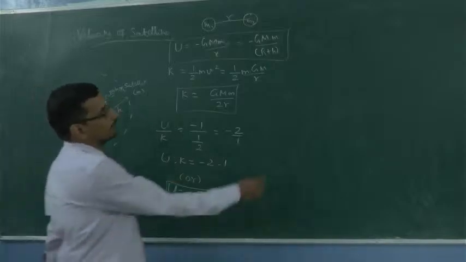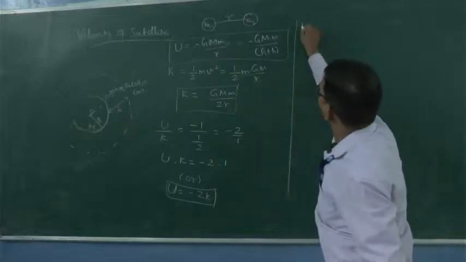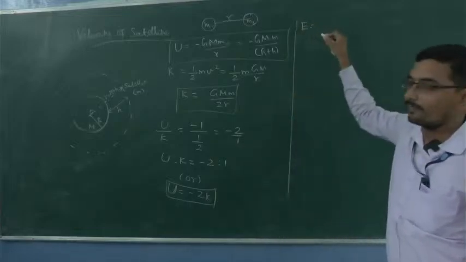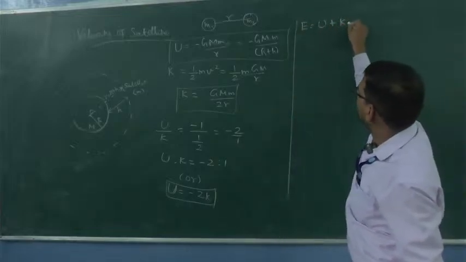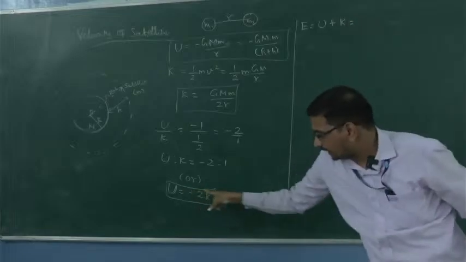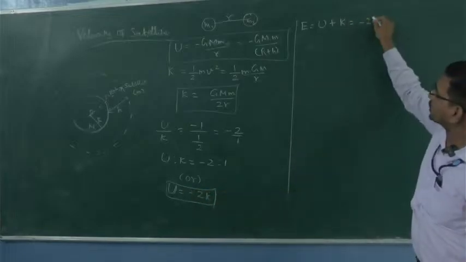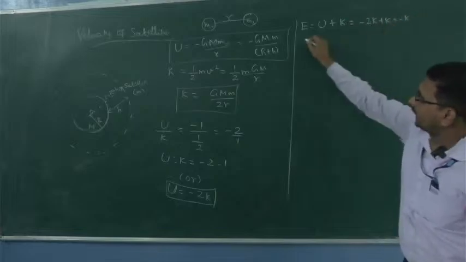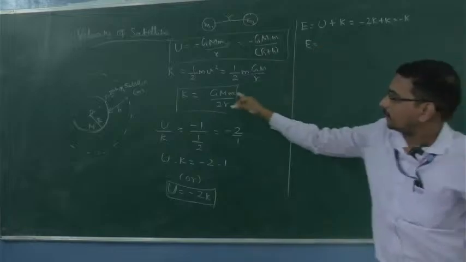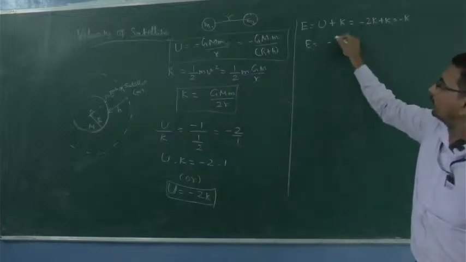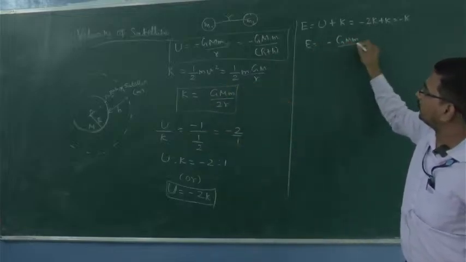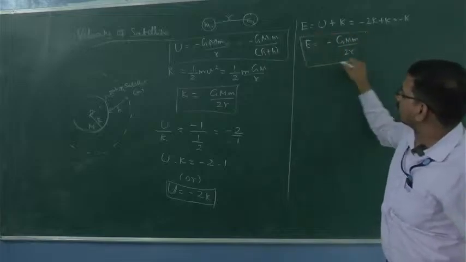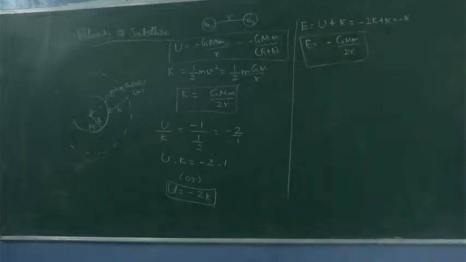Now we are going to calculate total energy. Total energy means the sum of potential energy and kinetic energy. Now the term potential energy can be replaced by minus 2K. Already we are having plus K, so that gives minus K. So minus K means write this equation with a minus sign: minus GMm by 2R. This is the expression for total energy of a satellite.